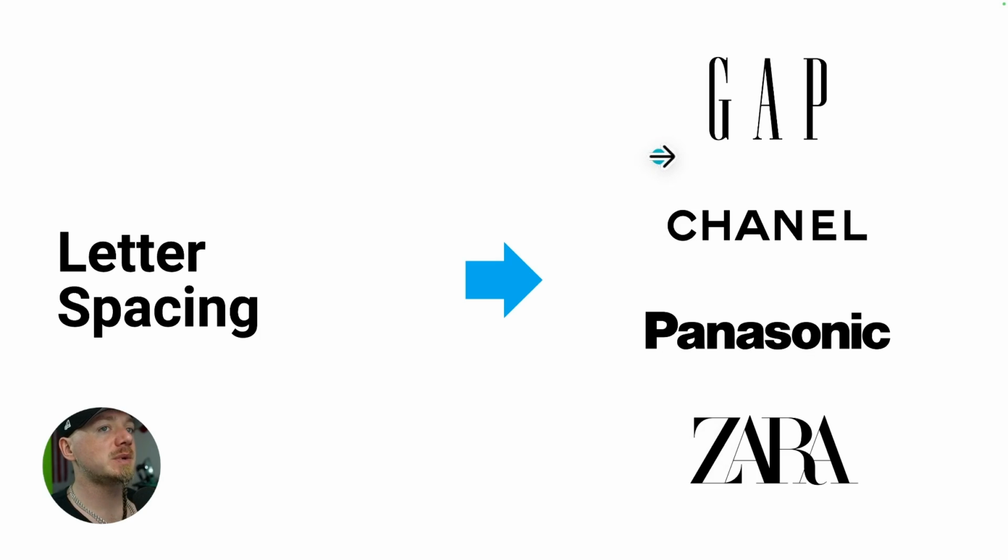Now you can also experiment with letter spacing. For example, Gap uses a very condensed, tall font with a lot of white space in between. The Chanel wordmark also has more space between letters, but Panasonic has pretty tight kerning, and Zara totally broke the rules where the characters are overlapping.